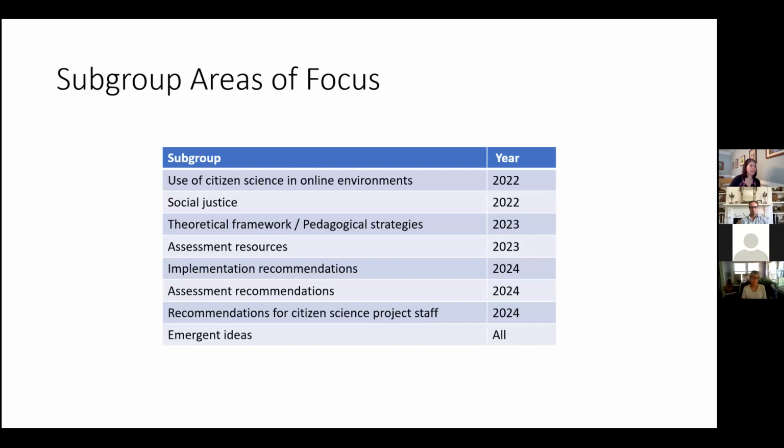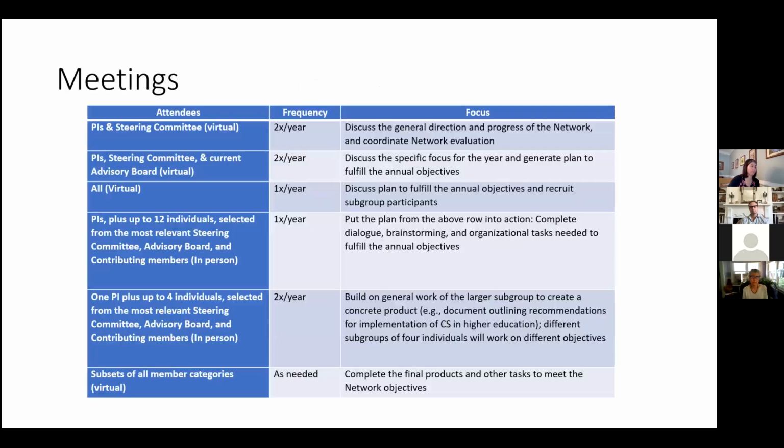And so what are some of these subgroups? As I said, two of the first emphases for this next year are the use of citizen science in online environments and social justice. And we have a couple others identified for each year for the next couple of years after that. But every year we have some money set aside for these emergent ideas that people are passionate about and want to pursue with a subgroup of people. And so we're happy to support that as well.